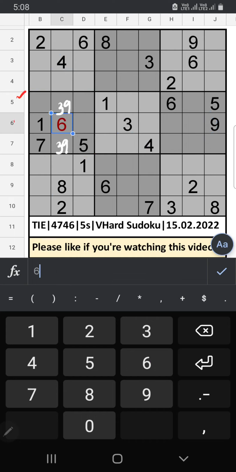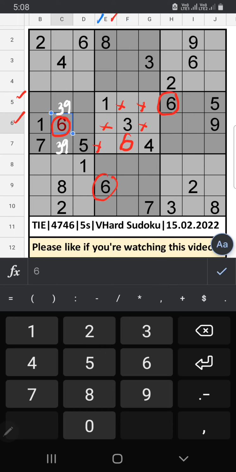Fifth row and sixth row, we have 6. 6 can't come in these cells. Column E also we have 6. So 6 can't come in this cell. Then 6 is confirmed here.